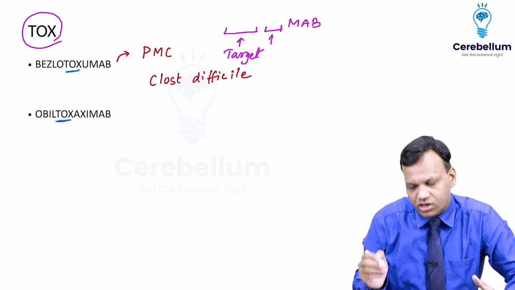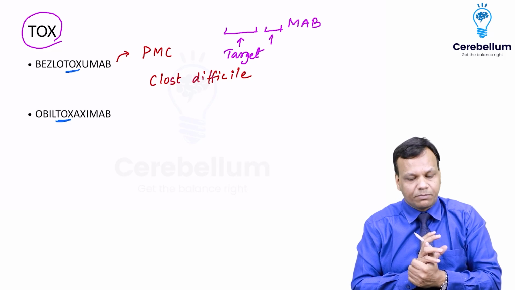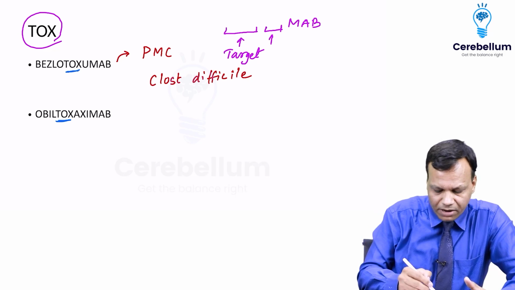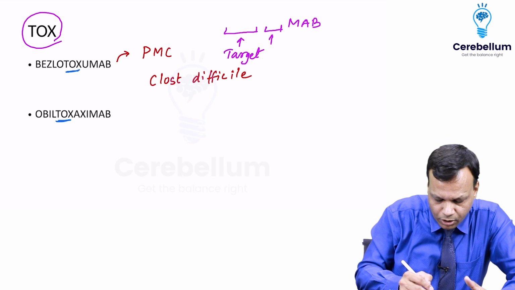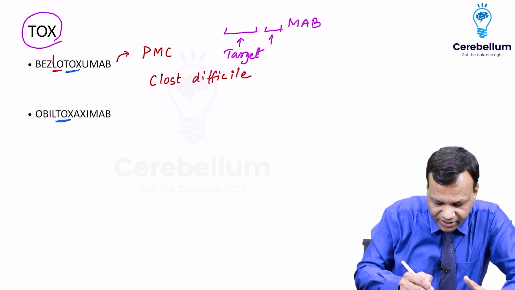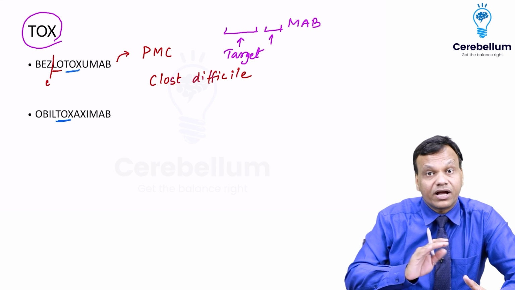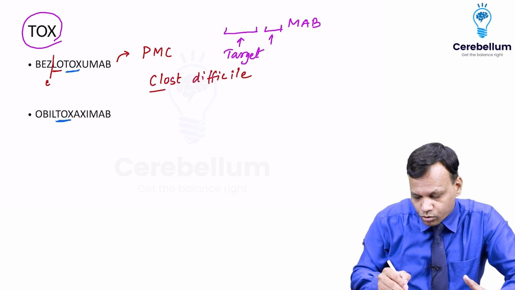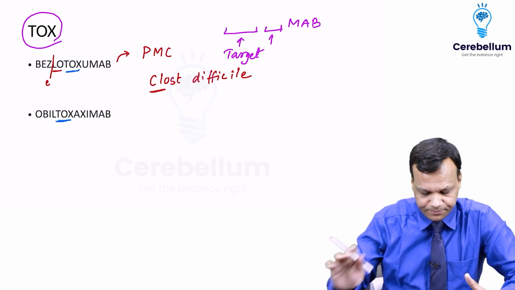Clostridium difficile toxin is neutralized by this monoclonal antibody, and from the name you can remember bagilotoxumab. It contains "lo". If I add a little bit of C here, it becomes "clo". So it is for Clostridium difficile.